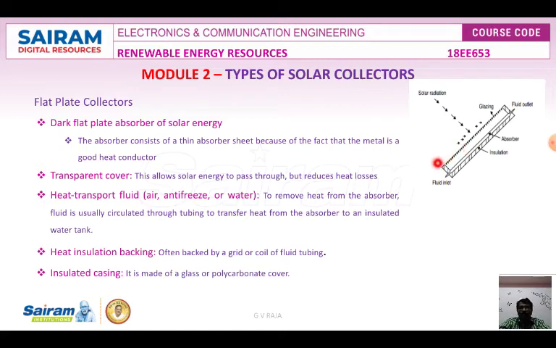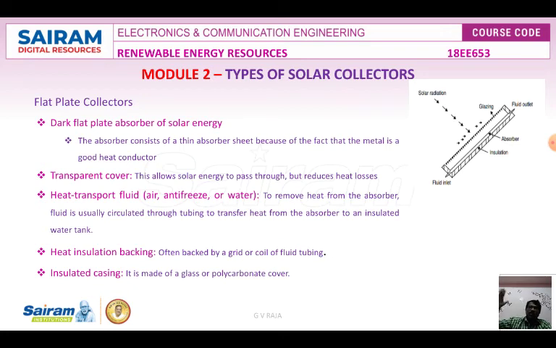Okay, and to remove the heat from the absorber, we use an anti-freezing agent, or we can use air, or water as a fluid. The fluid is usually circulated through the tubing to transfer the heat from the absorber to the insulated water tank. The fourth part is the heat insulation backing, which is normally used for the fluid tubing. And the fifth one is the insulated casing. Here the glass is made up of a polycarbonate cover.